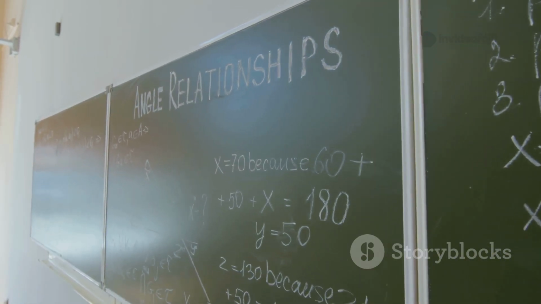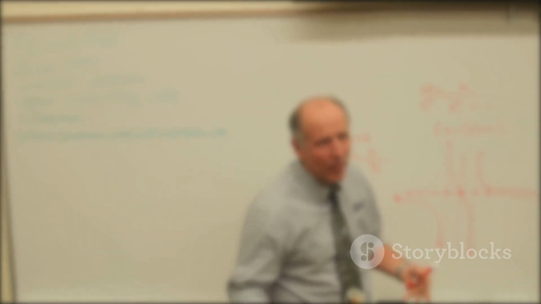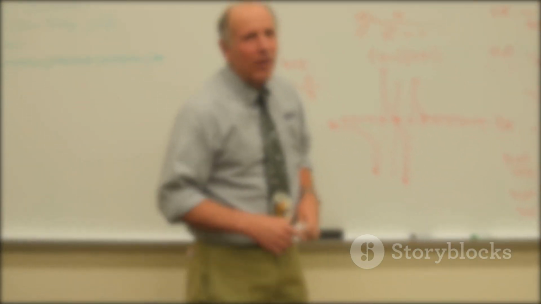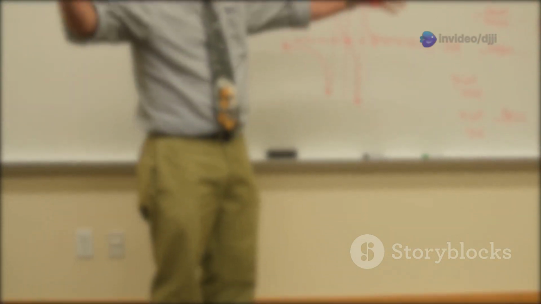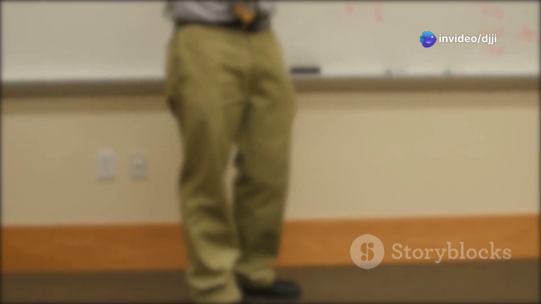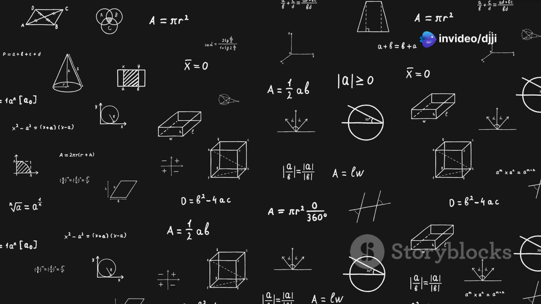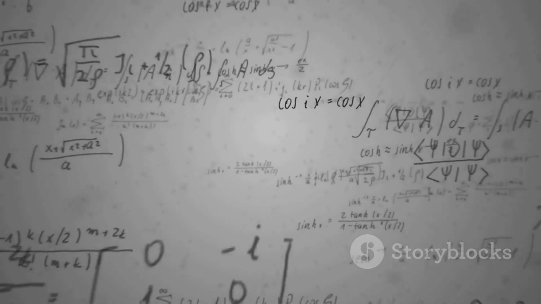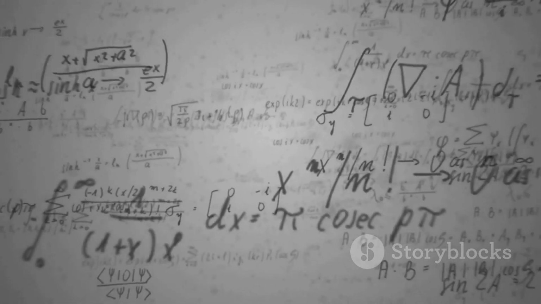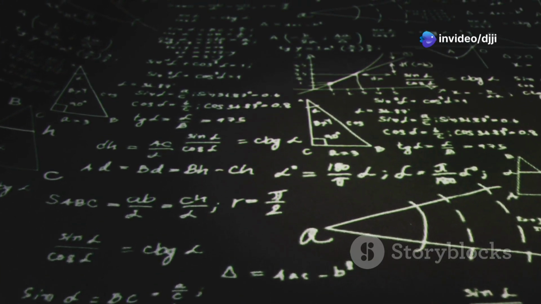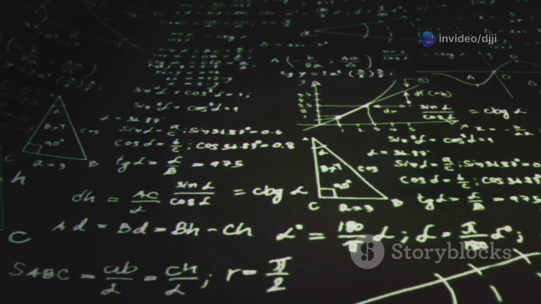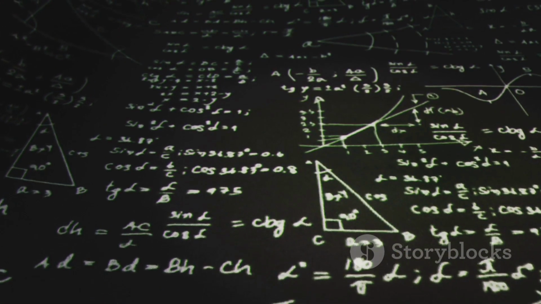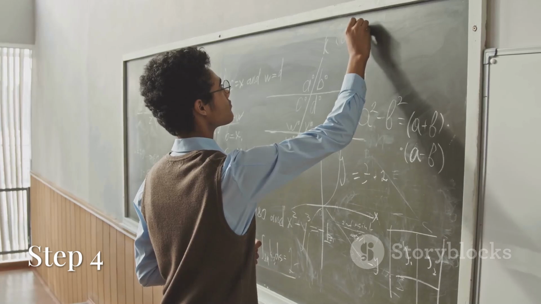Now step 3 is to factor by grouping. We start by grouping the terms like this: (2x squared plus 1x) plus (6x plus 3). Next we factor each group. So we get x times (2x plus 1) plus 3 times (2x plus 1). Finally we factor out the common binomial, which gives us (x plus 3) times (2x plus 1) equals 0.